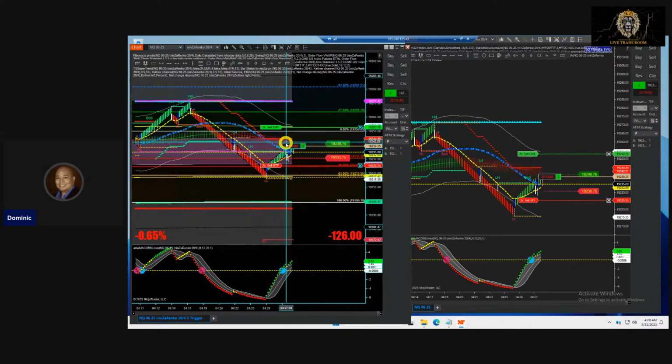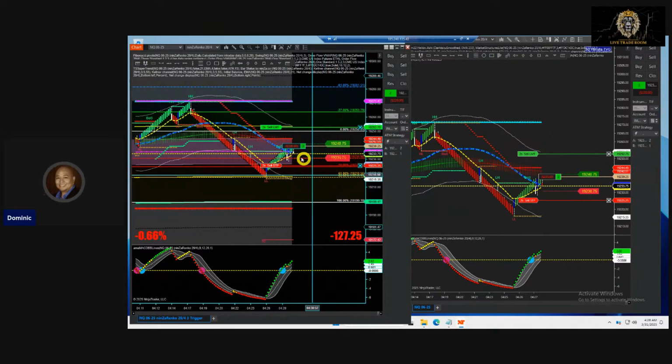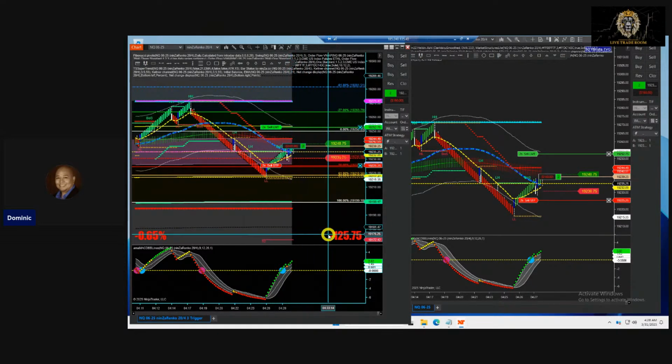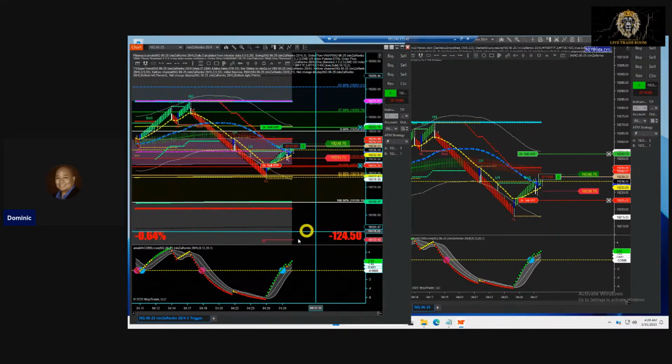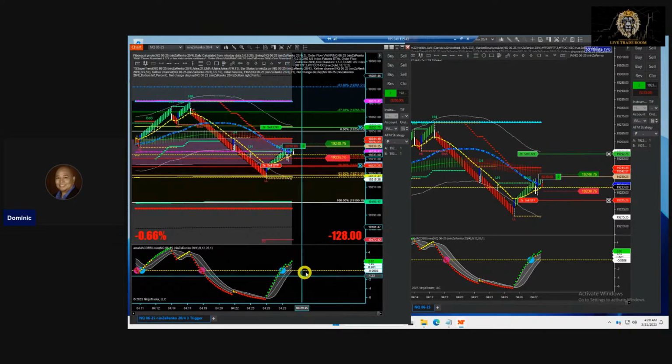Because we're at the bottom of the 233, this still can continue coming down and basically get down here to test this and eventually down here. But technically, we're still above the zero line here, right? On the MACD. And I don't want to keep this stop too tight.